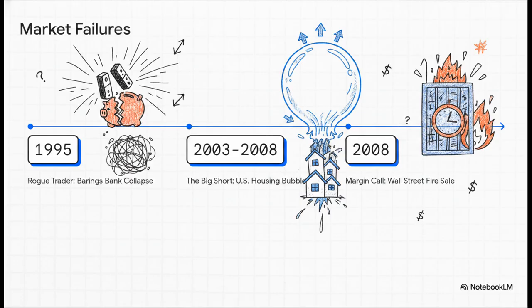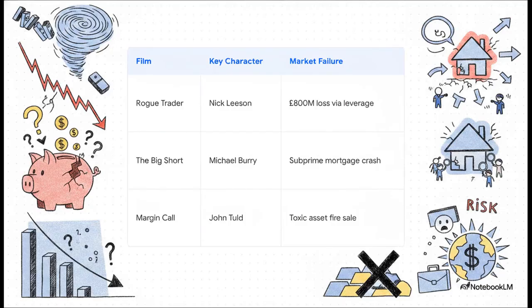Fast forward a bit to the 2003 to 2008 era with The Big Short, which brilliantly shows us the swelling and inevitable bursting of the U.S. housing bubble. And then Margin Call gives us this intense, claustrophobic, 24-hour window into an unnamed Wall Street investment bank right at the absolute peak of the 2008 fire sale. So let's quickly break down the core of these stories.